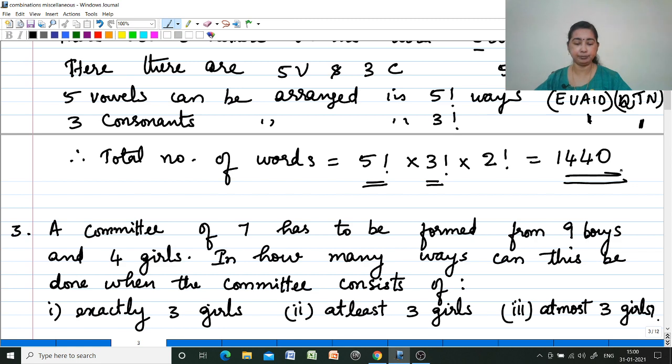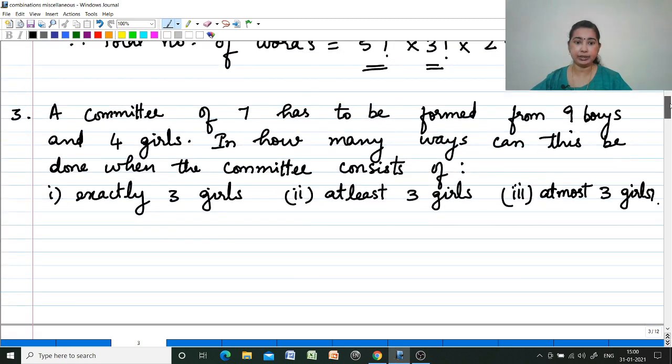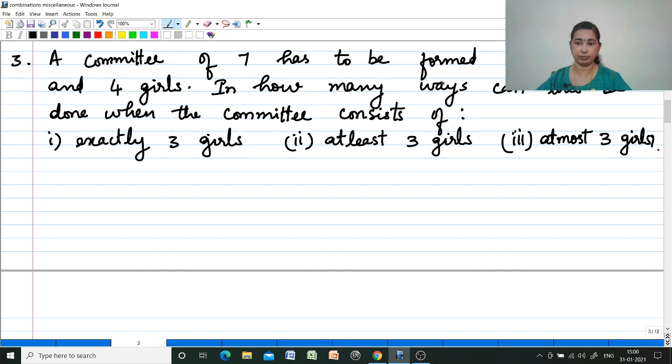Now the third question: a committee of 7 has to be formed from 9 boys and 4 girls. In how many ways can this be done when the committee consists of exactly 3 girls?